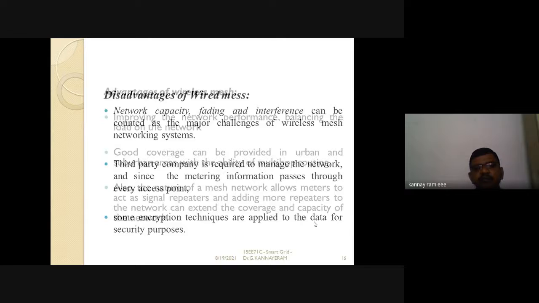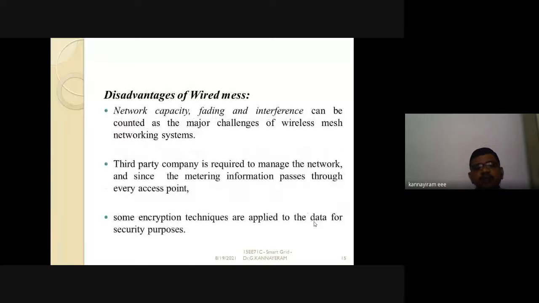Then the drawbacks of wireless mesh: network capacity, some padding, and also interference can be counted as major challenges for your wireless mesh network. And a third party company may maintain or manage the network, and the information passes through every access point. That is another drawback. Some encryption techniques can also be used for data security purposes.